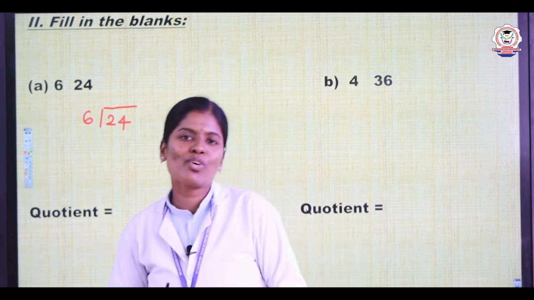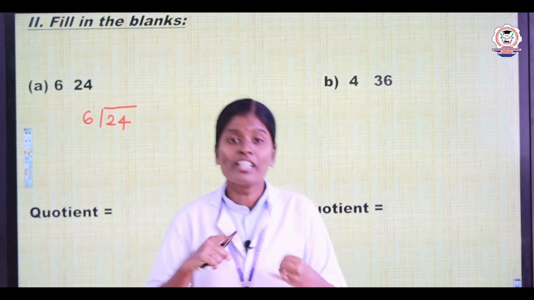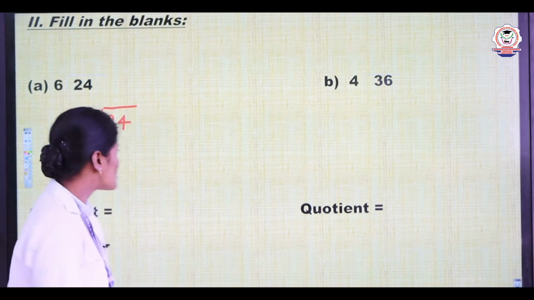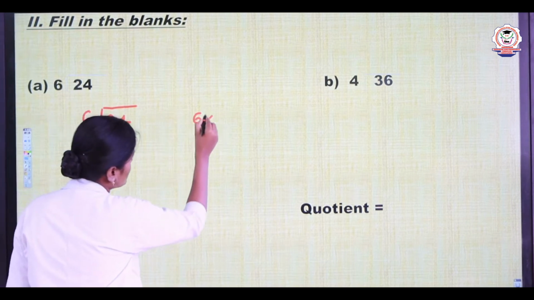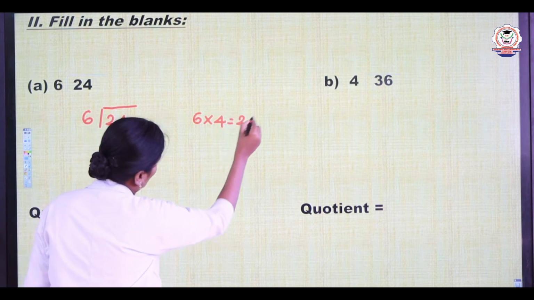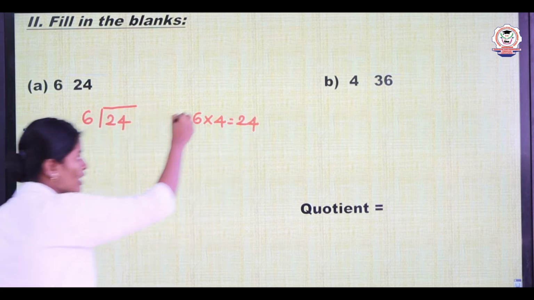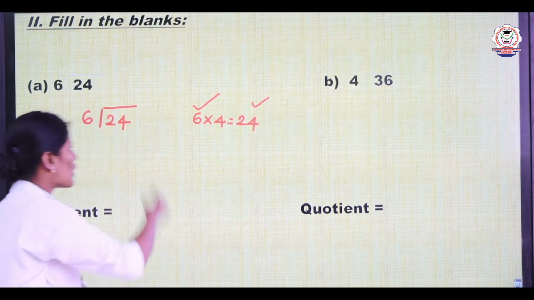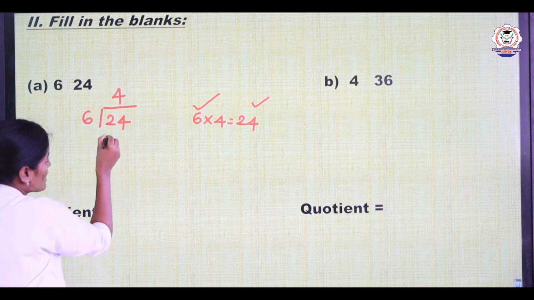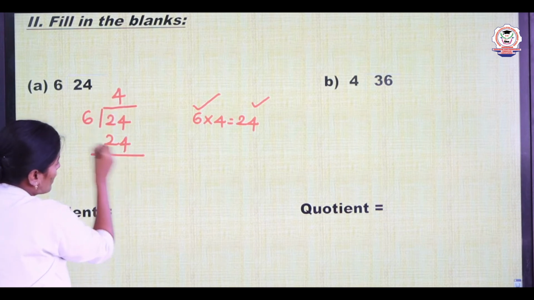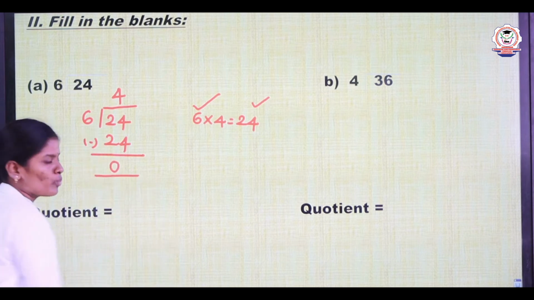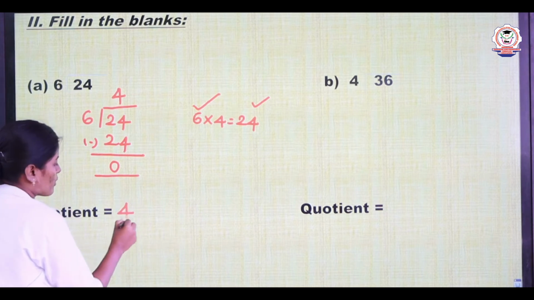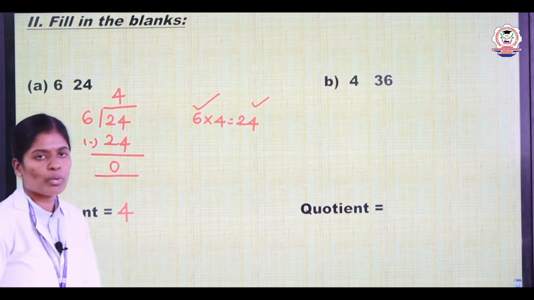Oh, very good. 6 4s are 24. 6 zeros are 0. 6 1s are 6. 6 2s are 12. 6 3s are 18. And 6 4s are 24. What is that? 6 4s are 24. Already 6 is there, 24 is there. Now, what is the quotient value? Very good. The quotient value will be 4. 4 6s are 24. Now 24 minus 24, the answer is 0. Here, what is the quotient value? The quotient value is 4. Okay, write the quotient value equal to 4.